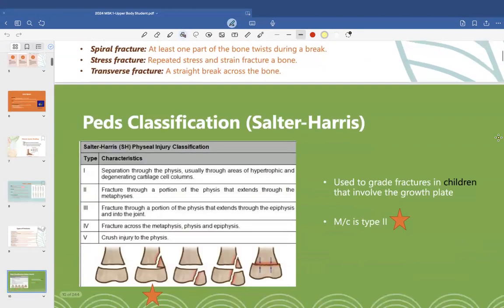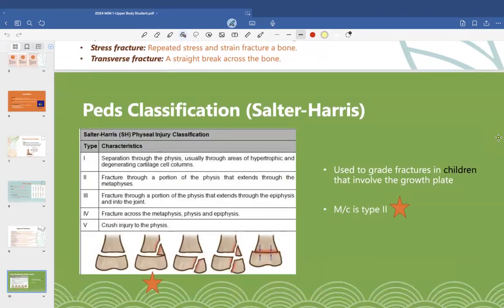This should look very familiar. Dr. Harris, again, we've all passed peds, great. So this is really only used in children. You're not going to grade adults in the Salter-Harris classification because the physis is closed. So this is pediatric patients only. You probably want to know the most common type of Salter-Harris fracture in children is a type 2. I'm not going to dig deep for this. In clinical medicine, we focus on adults 18 and older.